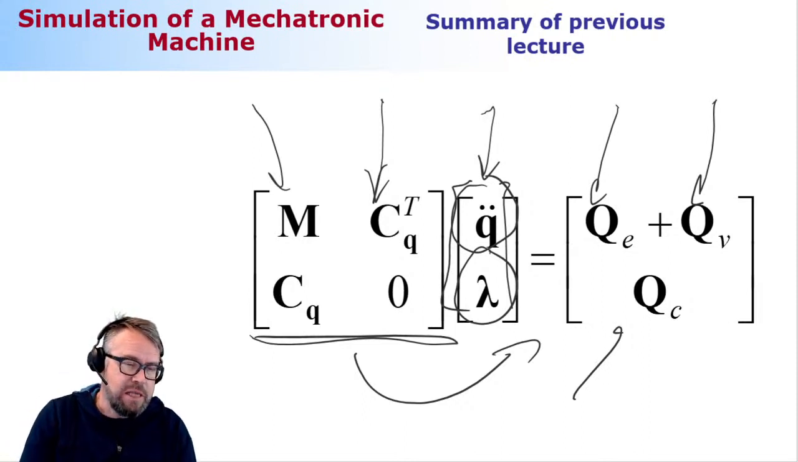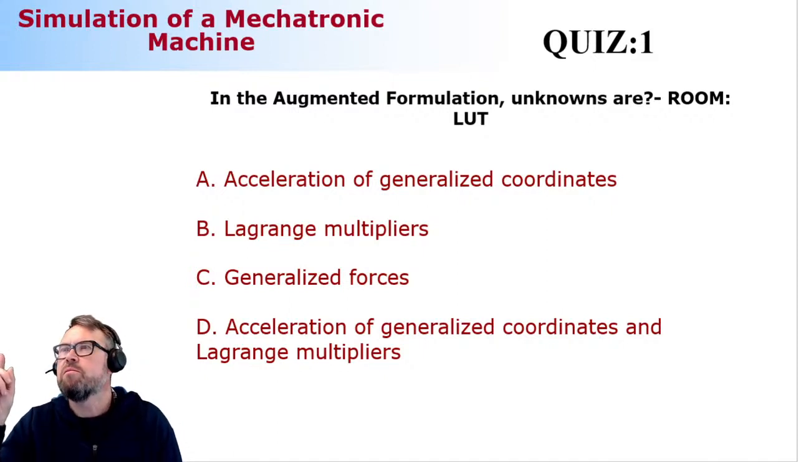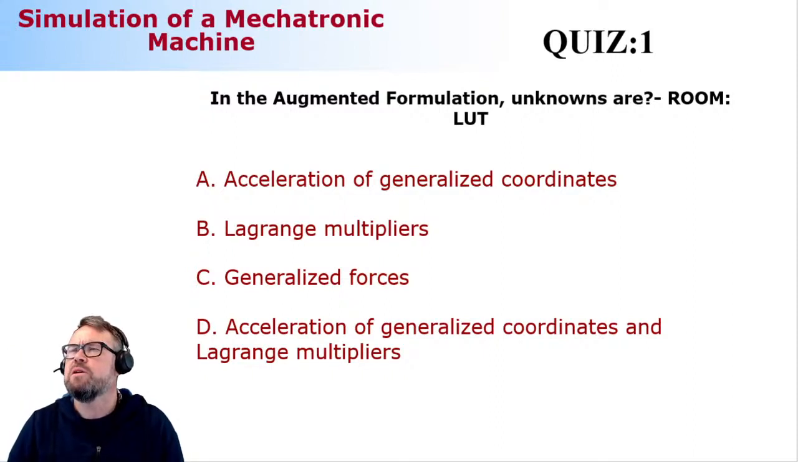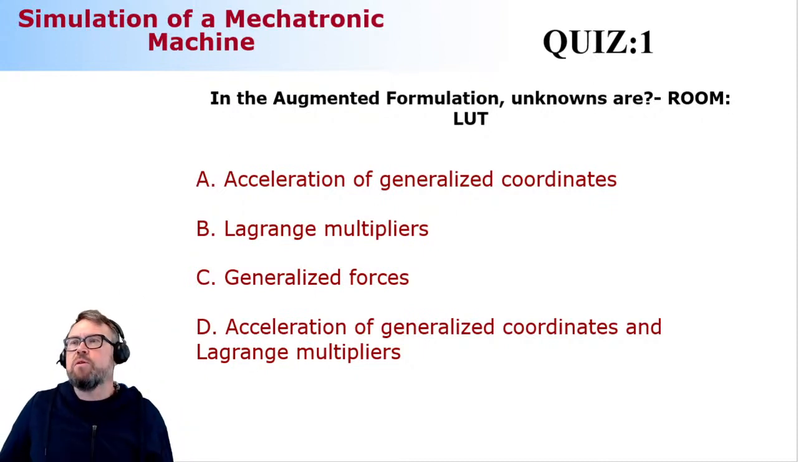And with that, in that previous equation, I would like to ask you: in the augmented formulation, the one that is based on Lagrange multipliers, the unknowns are, and the options are here: acceleration of generalized coordinates, Lagrange multipliers, generalized forces, or acceleration of generalized coordinates and Lagrange multipliers. Only one is correct here. So go ahead. I can see that I already have 10 answers. I'm looking at my polling window here. So already that much. Soon we're going to have a bit more.